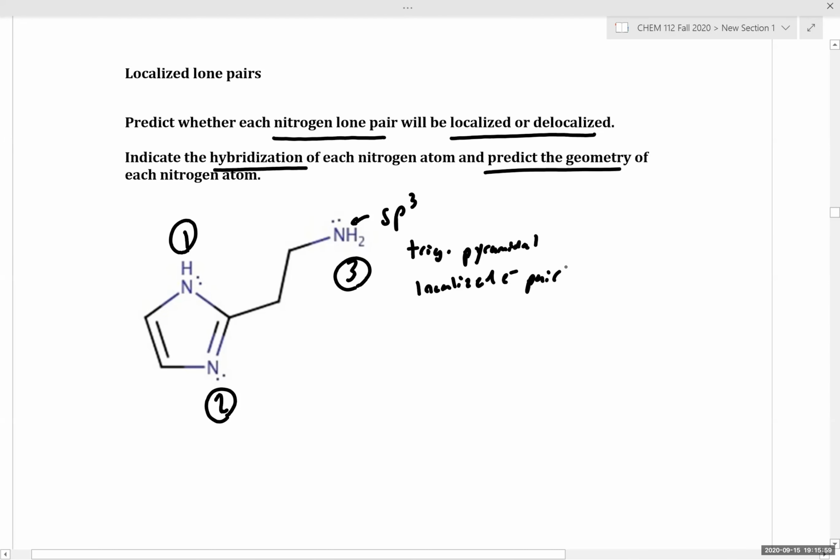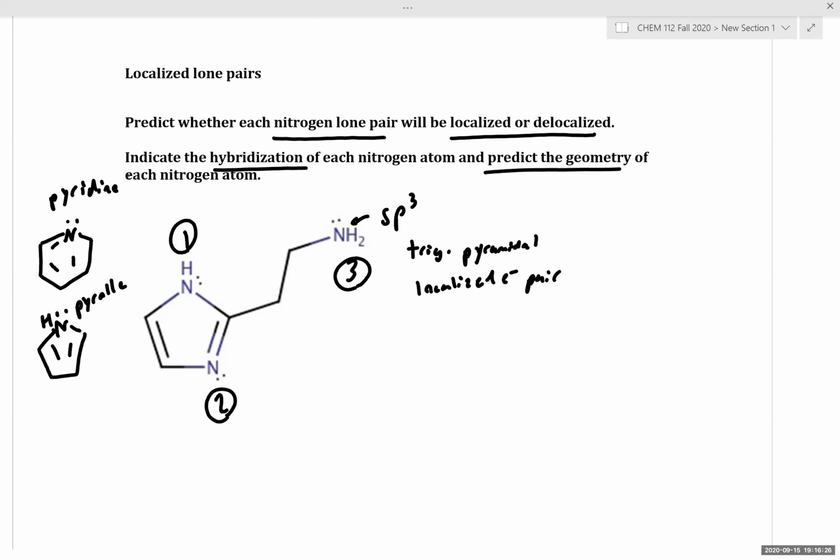Exactly right. Let's focus on 1 and 2. And remember our idea of the pyridine versus pyrrole nitrogen. So this is a pyridine nitrogen versus a pyrrole nitrogen. And the reason why we focus on these nitrogen types is that these represent the two major types of nitrogens that you will find in most structures. And the pyridine and pyrrole nitrogen in the following molecule have substantially different properties and reactivity in terms of acid-base chemistry.